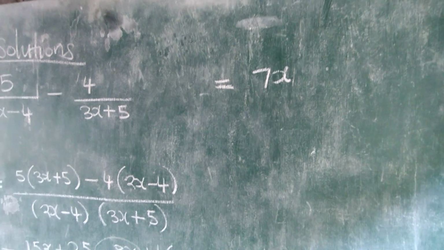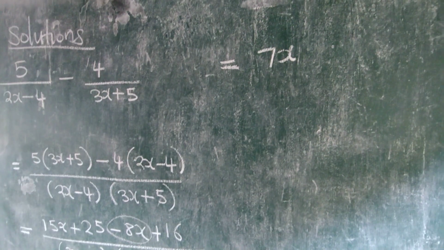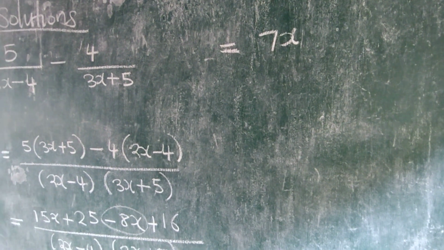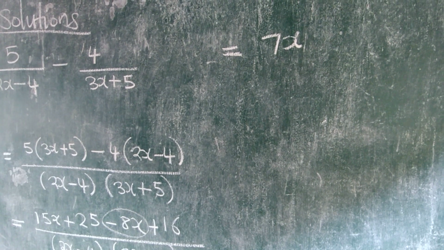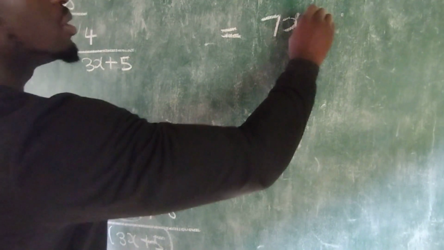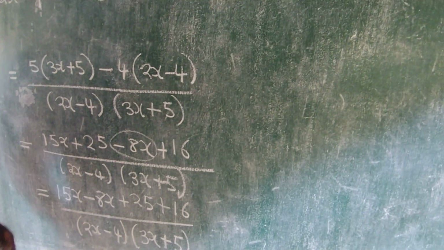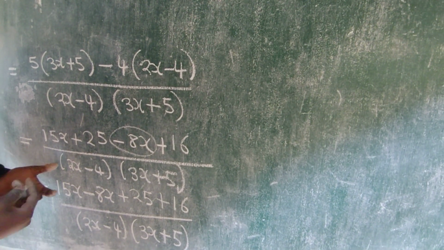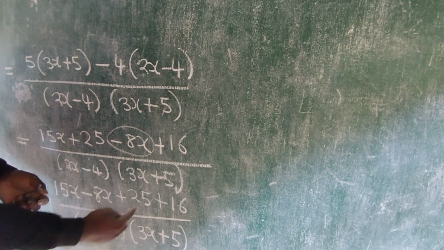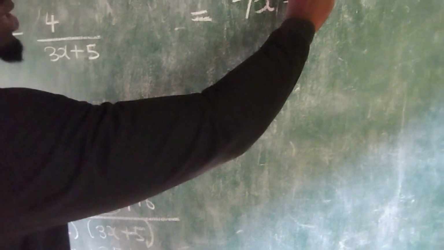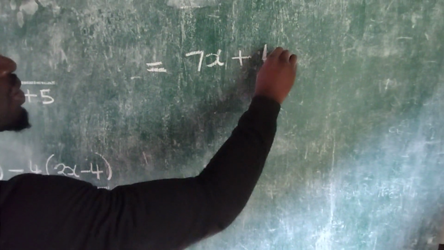Alright, so I'm sure it's clear. I've said 15x minus 8x, our answer will be what? 7x. I'm sure you are able to follow me. So plus, we have 25 plus 16, okay? Remember, this is paper 2. You can use your calculator to calculate here. So 25 plus 16, we are going to get a 41, okay?